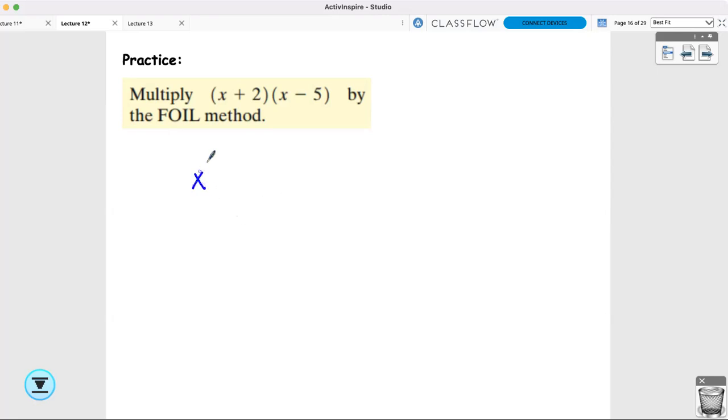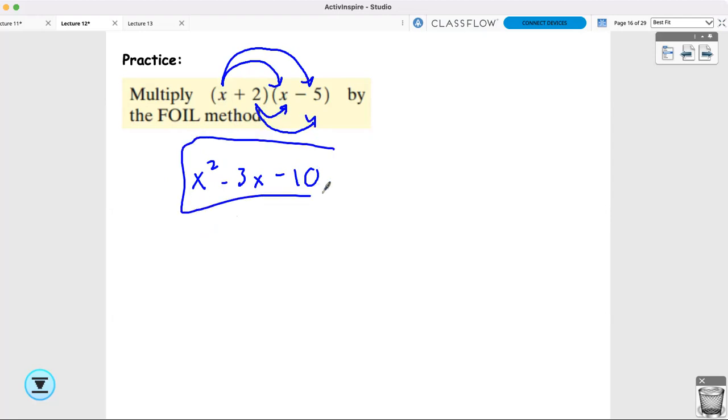So we see x squared minus 3x minus 10. So we'll multiply the x with the x for x squared. Minus 5 for minus 5x, then the plus 2x. And then the minus 10, guys, good job. If you got x squared minus 3x minus 10, you are correct. Does anyone have any questions, guys, on this method?